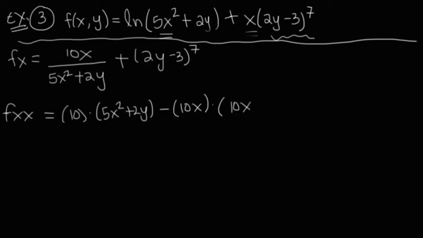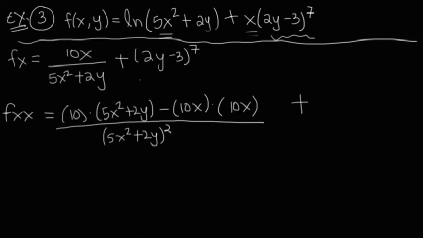So this would be 10x, and then the 2y becomes a 0 because again it's not being multiplied by a function with respect to x. Okay, and then the bottom squared. So this is the quotient rule the way you've learned it in the previous calculus courses.